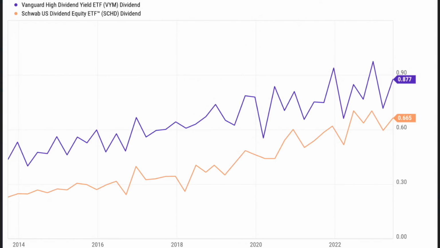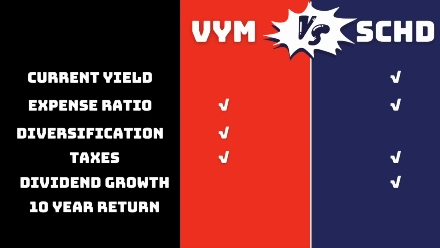So in the category of best dividend growth rate, the check is going to have to go to SCHD for offering a significantly higher dividend growth rate compared to the alternative ETF offered by Vanguard. Finally, let's take a look at both investments side by side and see which has offered the better overall return. For this comparison, we're going to look at the overall returns of both ETFs over the last 10 years.